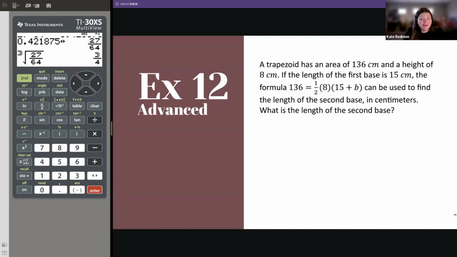Now, once again, like before, if I didn't have this equation here, I'd have to know a lot more than I do. But they told me that this equation can be used to find the length of the second base, and they want me to find the length of the second base.